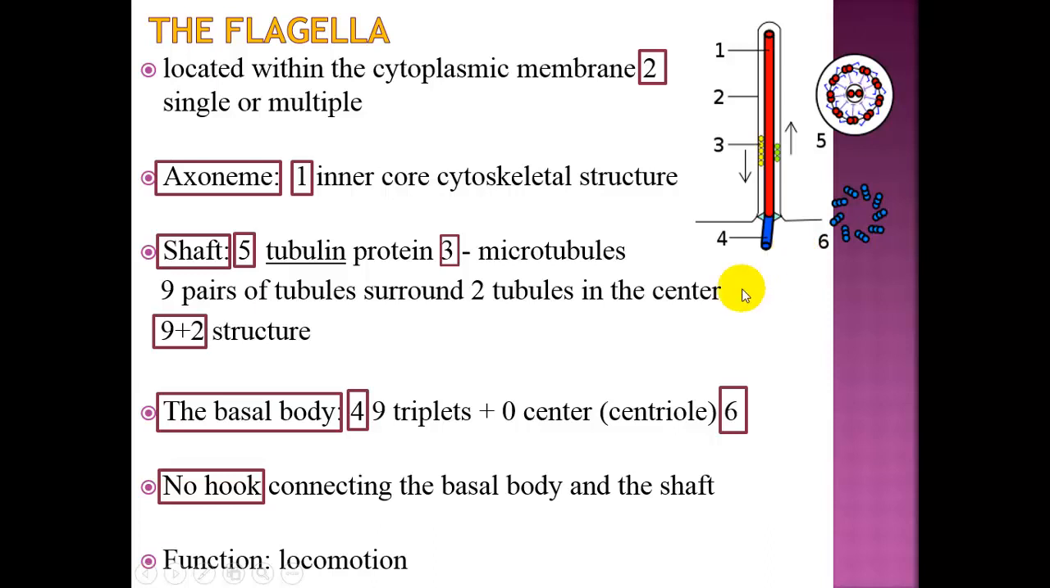The basal body, shown as 4 in blue, has 9 triplets of microtubules and none in the center, shown here as 6. And this structure is very similar to that of centrioles. Now, no hook connects the basal body and the shaft, contrary to the prokaryotes, which have a hook in their flagella. In terms of their function, flagella are responsible for locomotion.